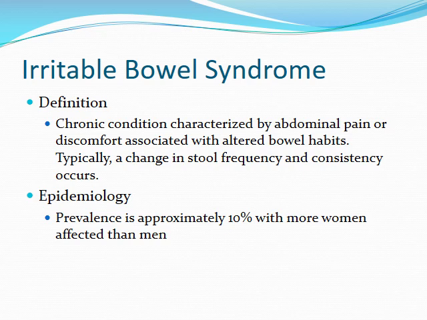Moving on, then we have irritable bowel syndrome. So again, this is going to be a chronic condition that's characterized by abdominal pain or discomfort that's usually associated with these altered bowel habits. So they'll generally have a change in stool frequency or consistency. And interestingly enough, the prevalence is approximately 10% more with women than men being affected, which is actually important when we talk about some of the medications and which genders they're actually going to be used for.